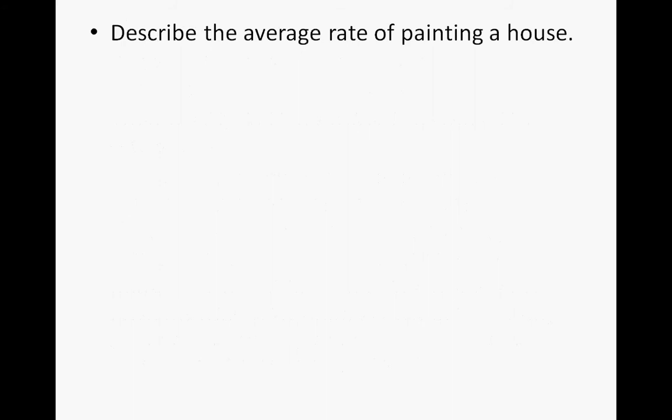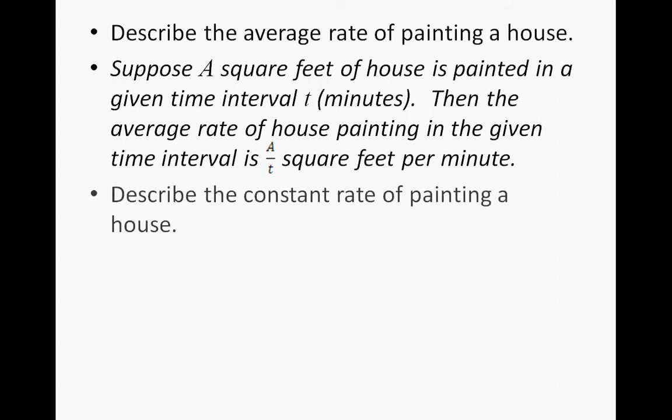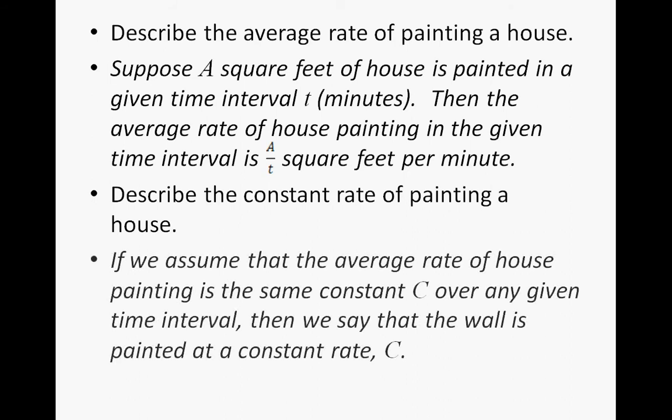So describe the average rate of painting a house. Well, suppose A square feet of the house is painted in a given time interval t minutes. Then the average rate of house painting in the given time interval is A over t square feet per minute. Describe the constant rate of painting a house. Well, if we assume that the average rate of house painting is the same constant C over any given time interval, then we say that the wall is painted at a constant rate of C.